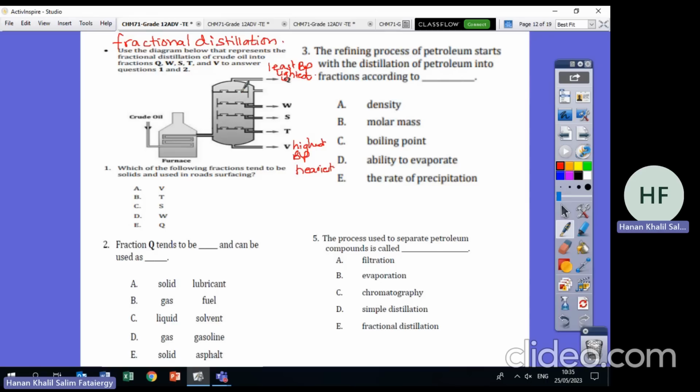Sometimes they ask you about the temperature of the column. Here the temperature is 400, and here the temperature is 40. So at the bottom it is hot, and at the top it is cold. Which of the following fractions tend to be solids and used for roads? Of course V. Fraction Q tends to be a gas and used for cooking. The refining process of petroleum starts with the distillation of petroleum into fractions according to, of course, their boiling point. The process used to separate petroleum is called fractional distillation.